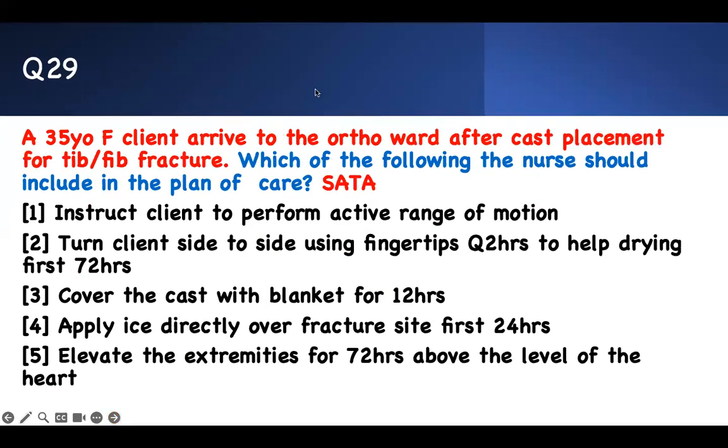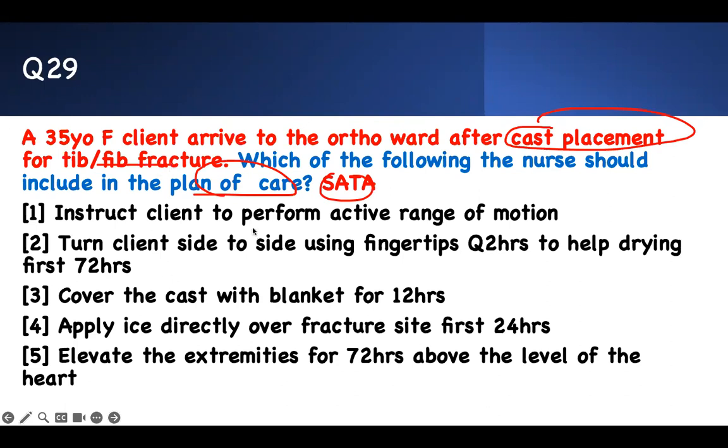Number 29, select or apply. Which of the following should the nurse include in the plan of care? A 35-year-old client arrived to the ortho ward after cast placement. I put the cast on your leg because you have a tib-fib fracture, right? You have to be comfortable with this cast.